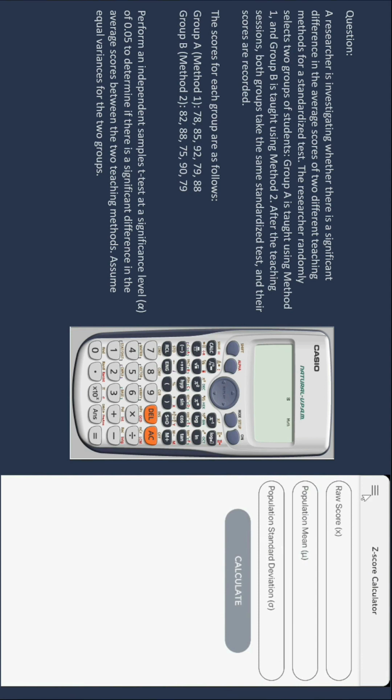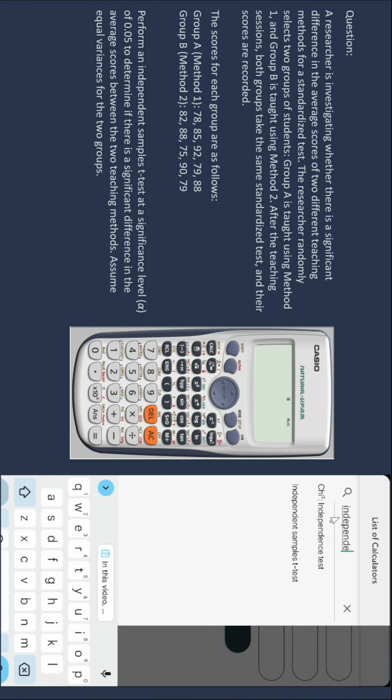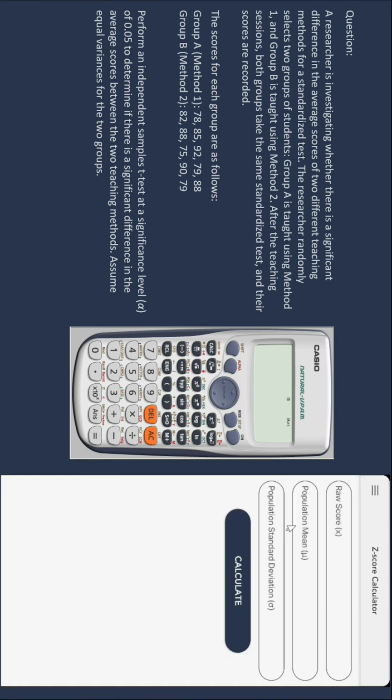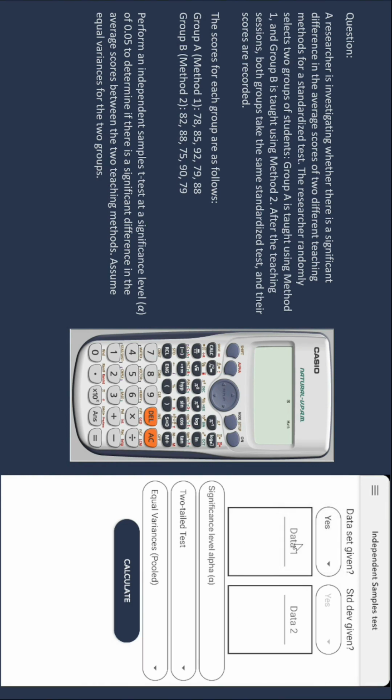Click the menu over here. Search for independent samples and select the specified calculator. To answer the question, is dataset given? We select yes in the drop-down menu since we are given the two independent sample datasets. Next, we will input the given data.